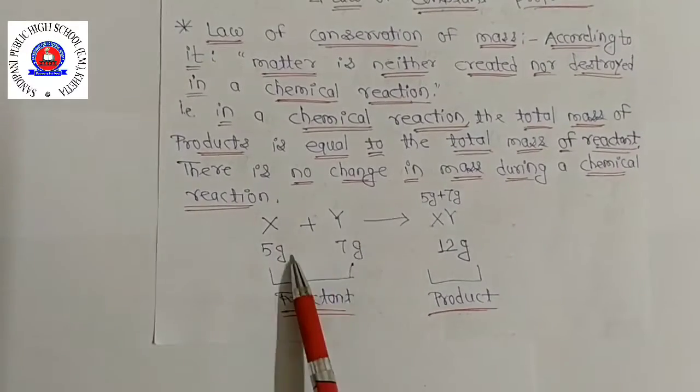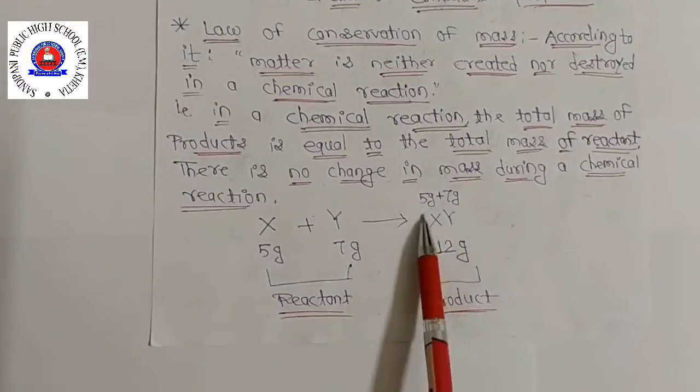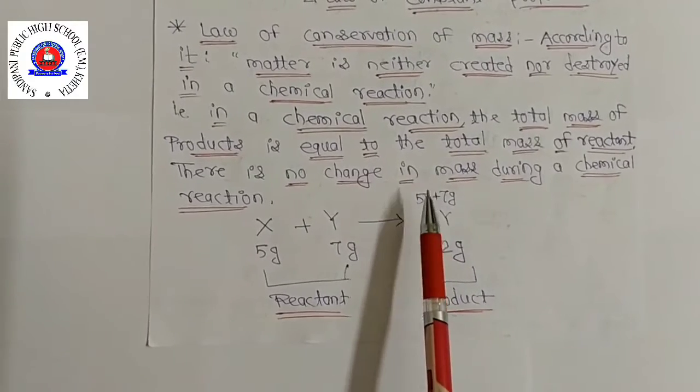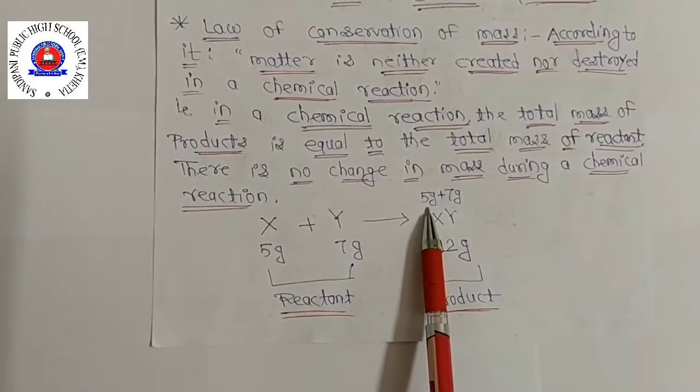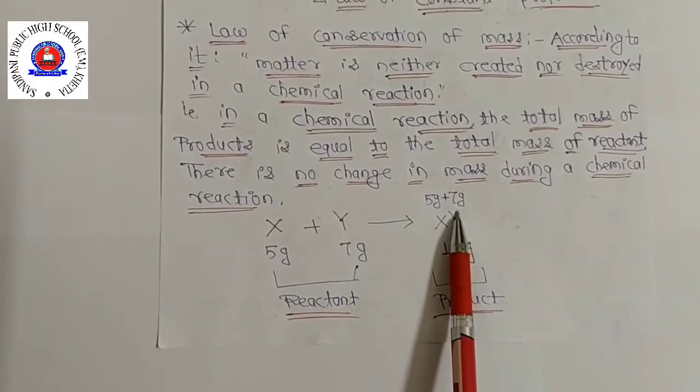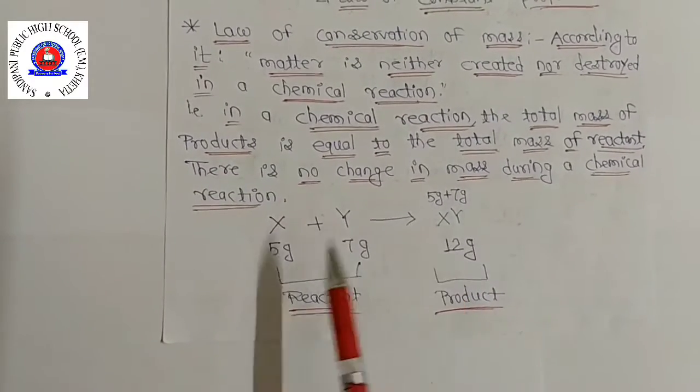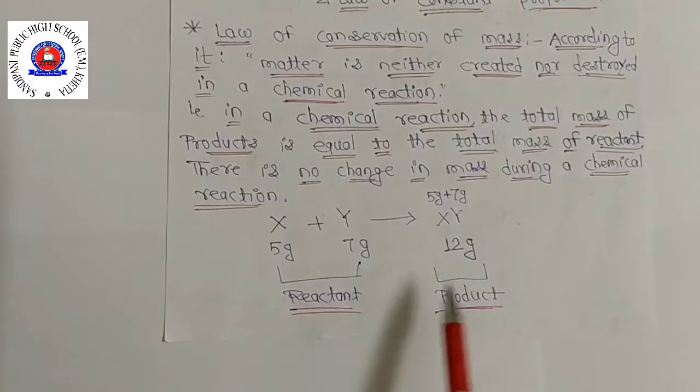Means that X and Y react together and form the product XY. So in XY, the mass of X will remain 5 grams and the mass of Y will remain 7 grams. So what does this become? 12 grams. And here also how much? 12 grams. So reactant and product.